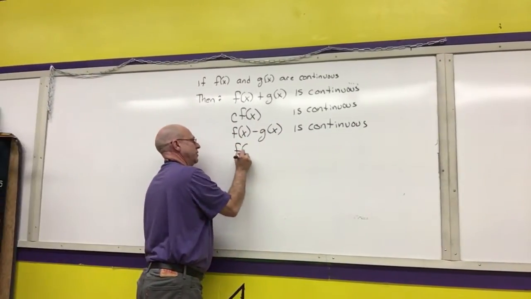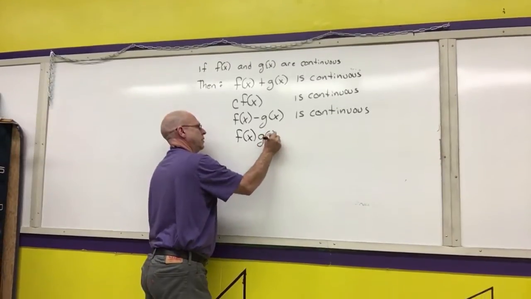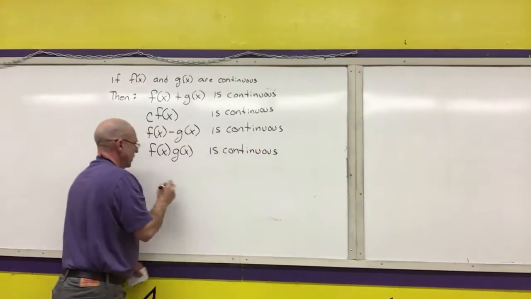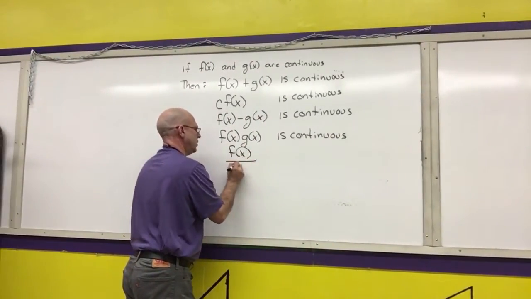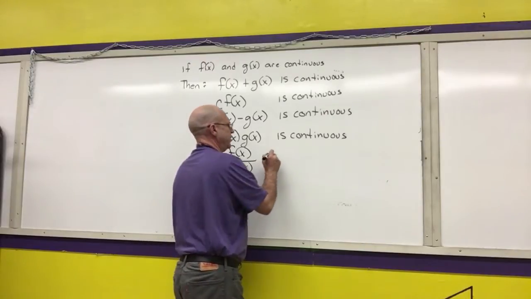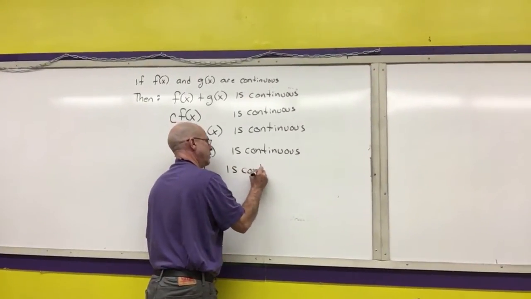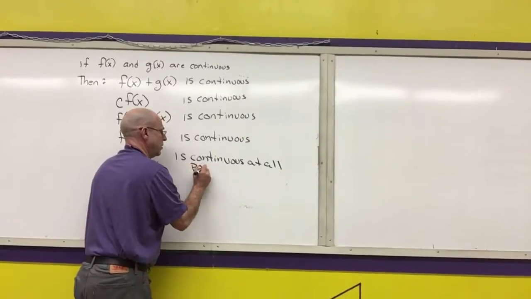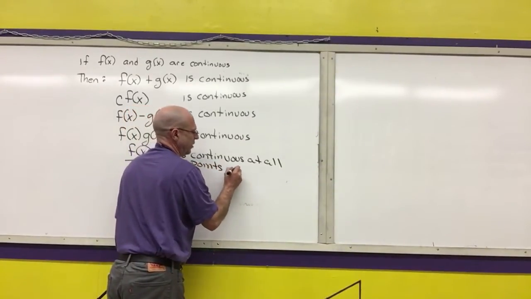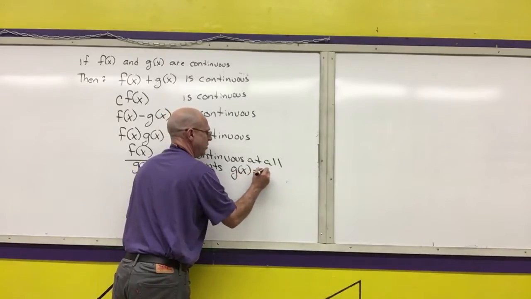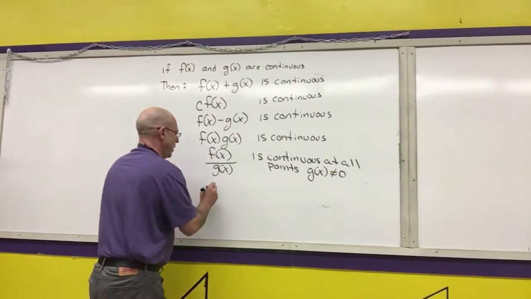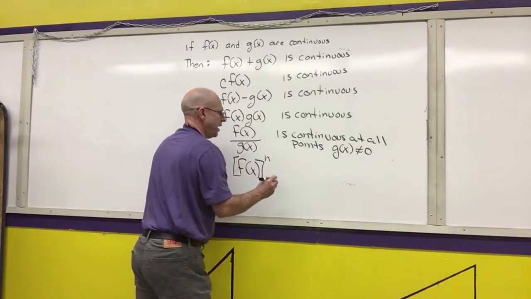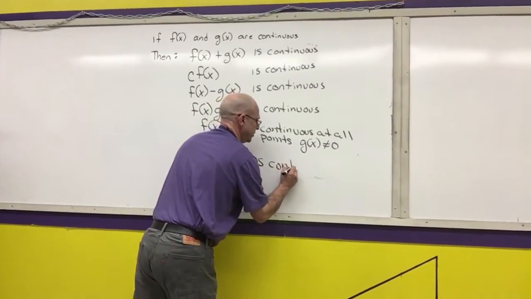Their product is continuous. Their quotient is continuous at all points where the denominator, in this case g of x, is not equal to 0. And a function that is continuous that is raised to a power is continuous.